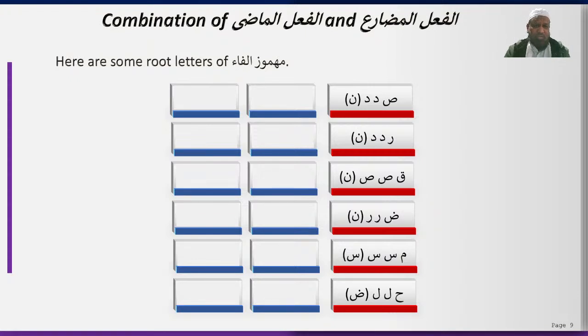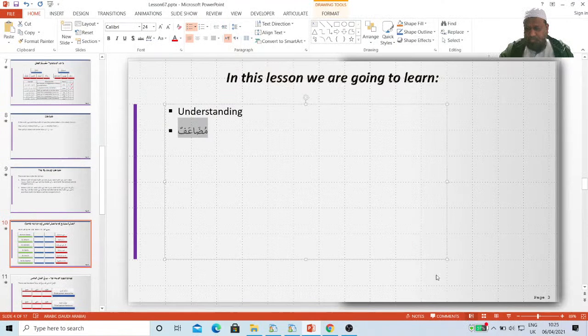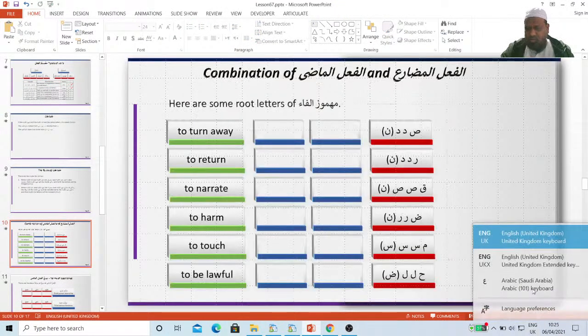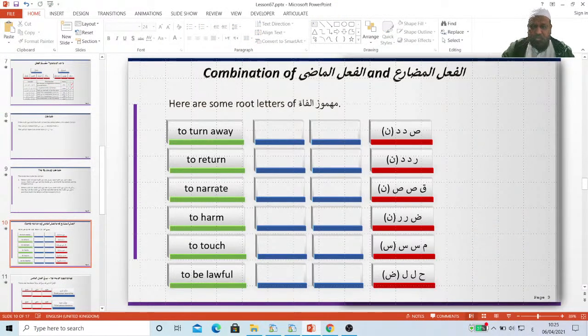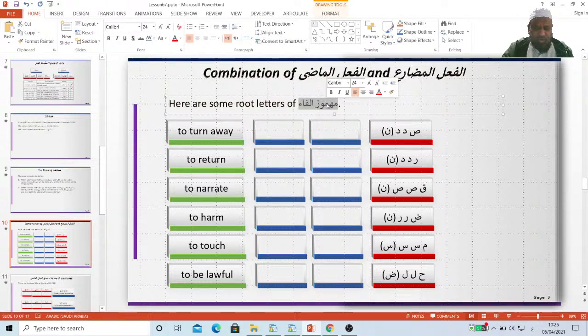So there are some root letters of مضاعف. Okay, مضاعف. I'll correct that in a minute. So the first one is صاد دال دال from باب نصر. So نصر ينصر. We keep forgetting to change it. Okay, since we are here, we change it. مضاعف.